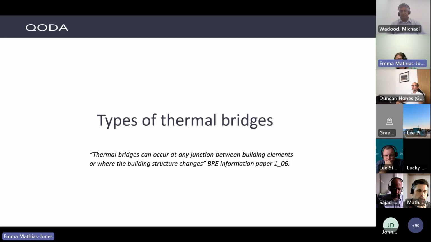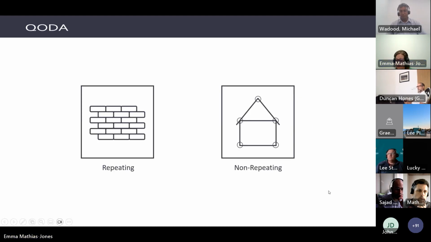So they're typically lines or points of the building which have worse thermal performance than the areas around it. BRE Information Paper 1-06 says thermal bridges can occur at any junction between building elements or where the structure changes. These are typically split into two main groups: repeating and non-repeating. Where the building structure changes, there's often a repeating thermal bridge, and any junctions between building elements is typically called a non-repeating thermal bridge.